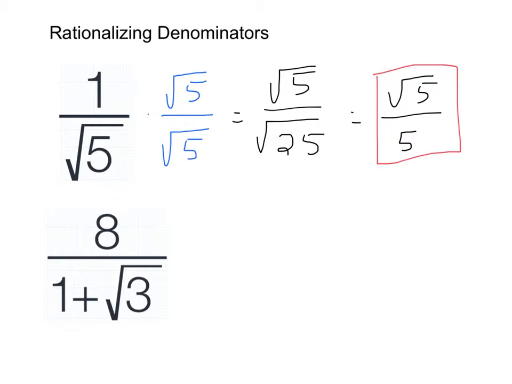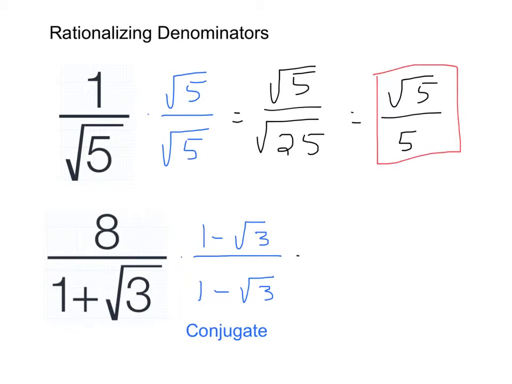So what I'm going to do is multiply again by a fancy 1, but this time, instead of just doing the square root of 3, I'm going to take what we call the conjugate of my denominator, which is, instead of an addition, we're going to have a subtraction. It's going to be 1 minus the square root of 3. And I'm going to do that up top as well, 1 minus the square root of 3.